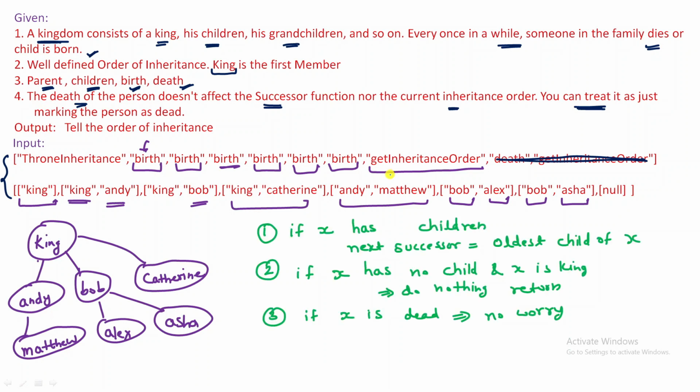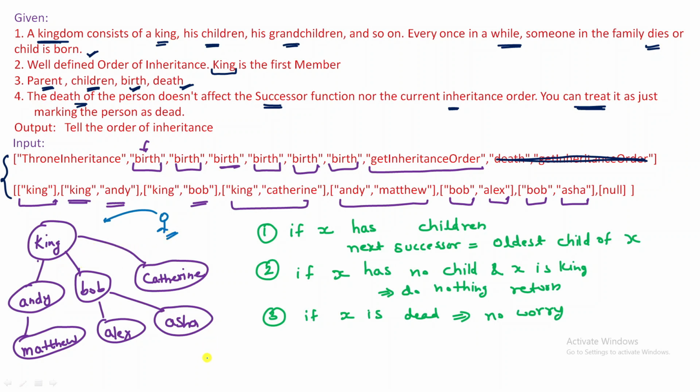So what does inheritance order mean? Let's say someone comes to the king and asks, hey king, can you tell me who is going to be the next king after you, and if someone also dies in the future, then who will be the next king, and so on. So that order of inheritance this person is going to ask the king.